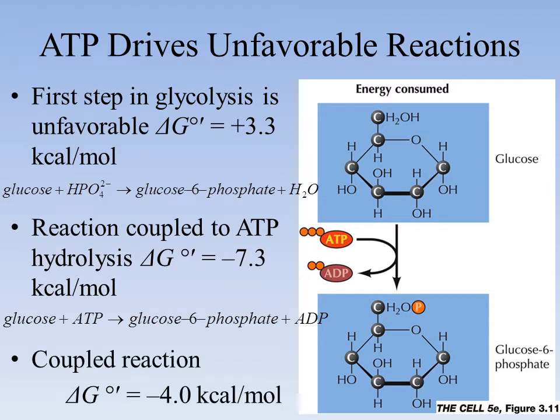And so as a result, when we couple the reactions together, our overall delta G is negative 4 kcals per mole. Take negative 7.3, add 3.3. And that's going to give us our total. Because it's a negative value, that tells us this reaction can occur if we couple it together. So this is how we use ATP to drive the unfavorable reactions inside the cell.